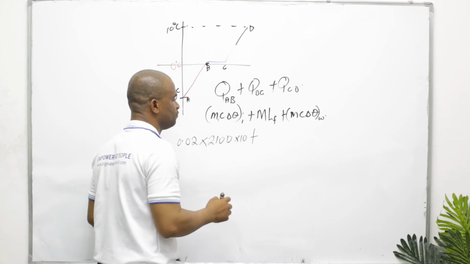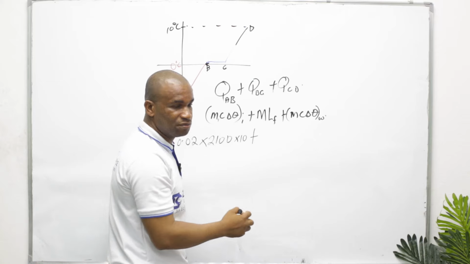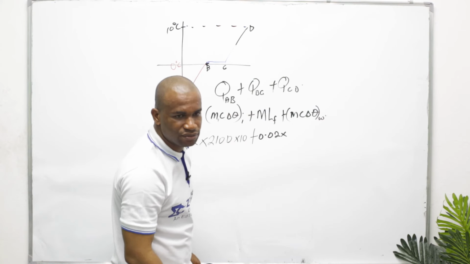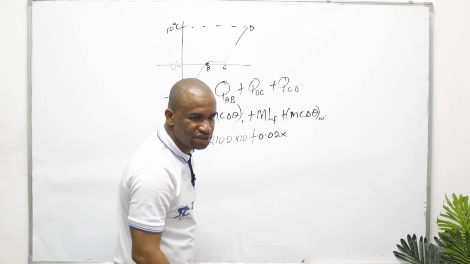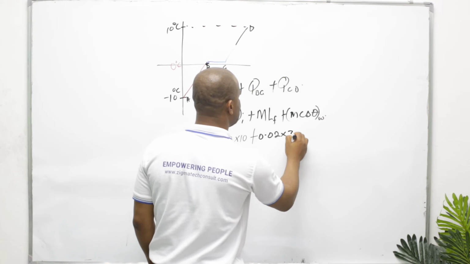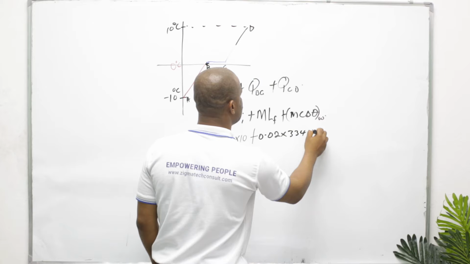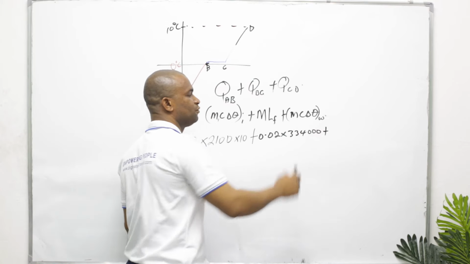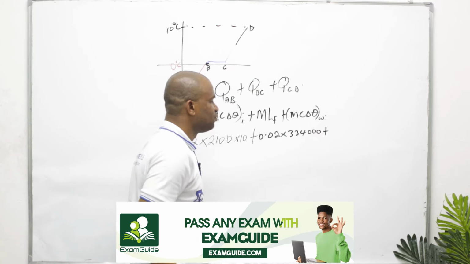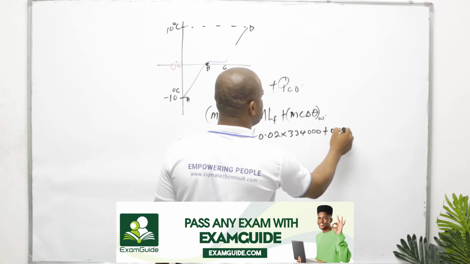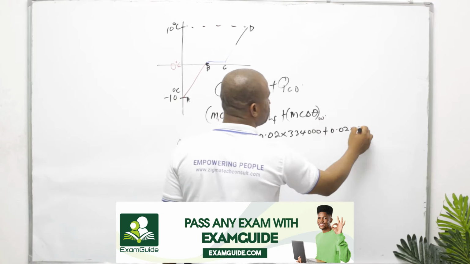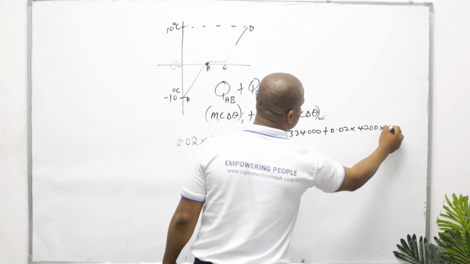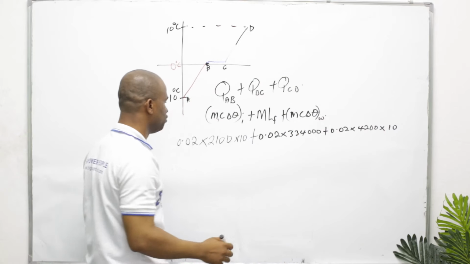So plus, the next one is also going to be 0.02 times the specific latent heat of fusion, which is 334,123 raised to power 5. Then plus M for water, the mass of water. I'm still going to use 0.02 because this mass did not change, times the specific heat capacity of water, 4200, times the change in temperature from here to here, which is 10. So add everything here, you have the answer.